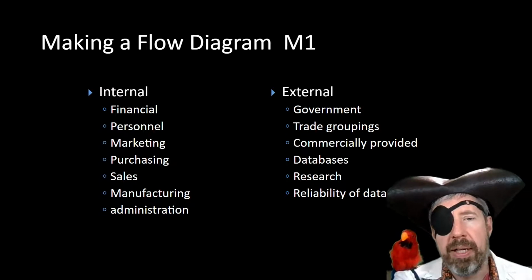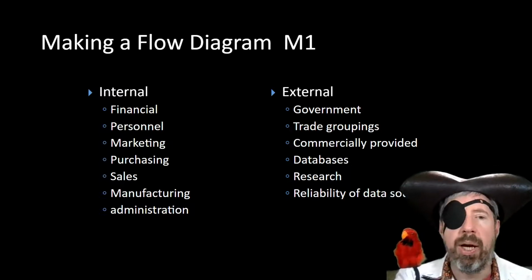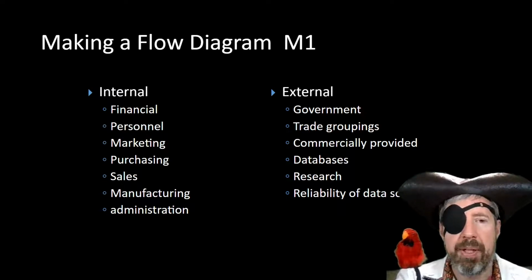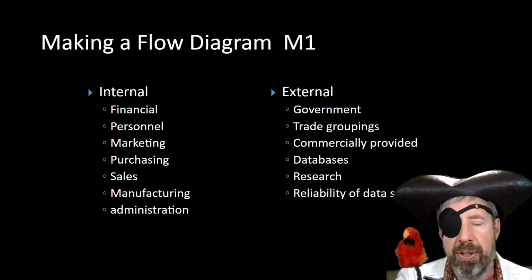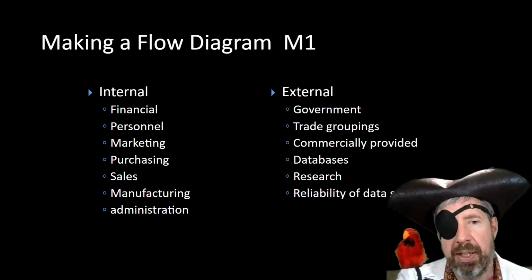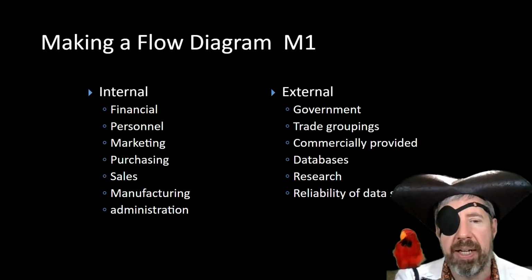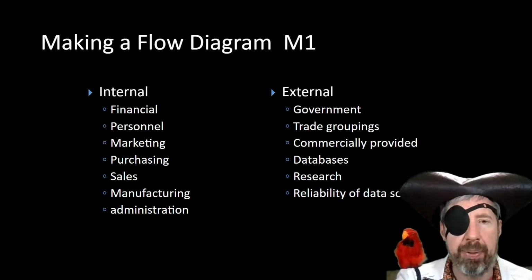So in M1 we need to make a flow diagram, and this is an extension of the P1 and P2 task where we looked at the functional areas of a company. So in a nutshell, what we've got to do is make a diagram that shows 3 internal areas and 2 external areas, and look at how they generate and move data about in that company.